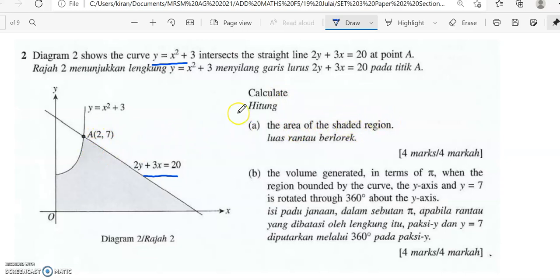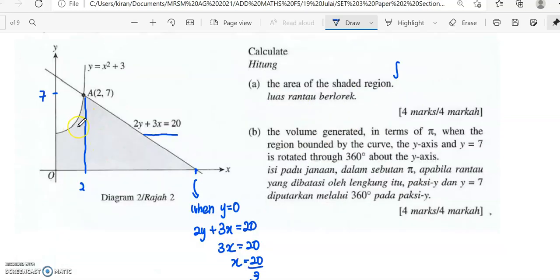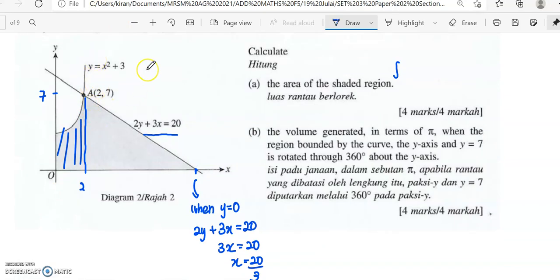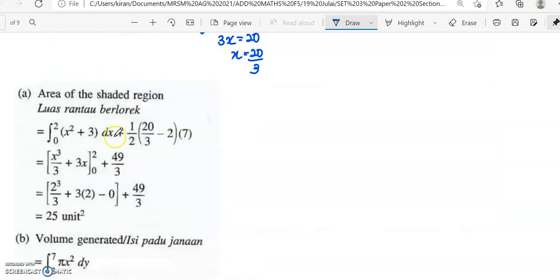So area shaded region, bila dia bagi curve dengan straight line ni, you kena guna integration. Okay, bila you integrate from one limit to another limit, means that you will get the area of the shaded region or area under the graph. Okay, for this shaded region, for this part, we have to integrate the area under the curve from the limit 0 until 2. Okay, so we'll get this part of the shaded region. Okay, but for this one, you just calculate the area of triangle. Okay, so we integrate the first part from 0 until 2 with the equation of the curve x squared plus 3.